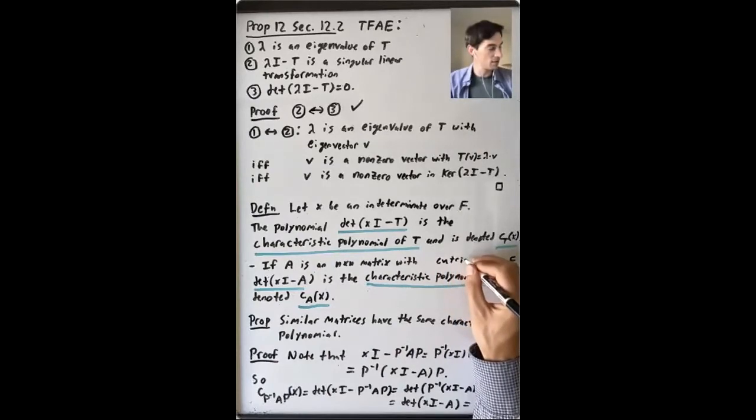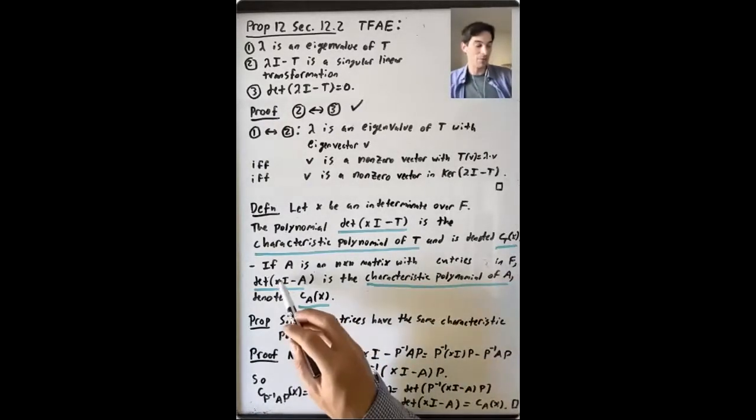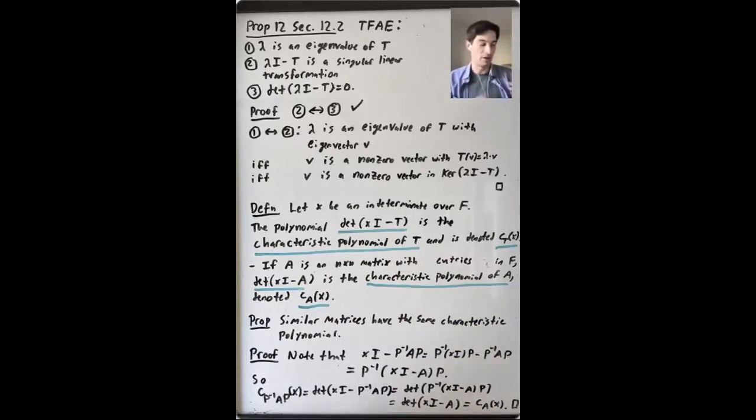How do you take the determinant of such a thing? Just like you do the determinant of a matrix with entries in any ring, just treat your x like a formal variable and take the determinant.